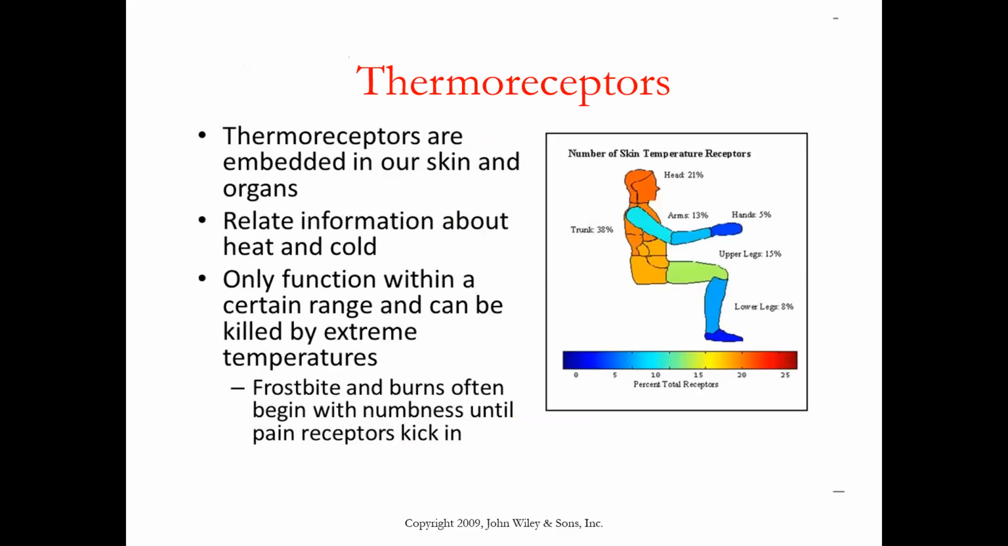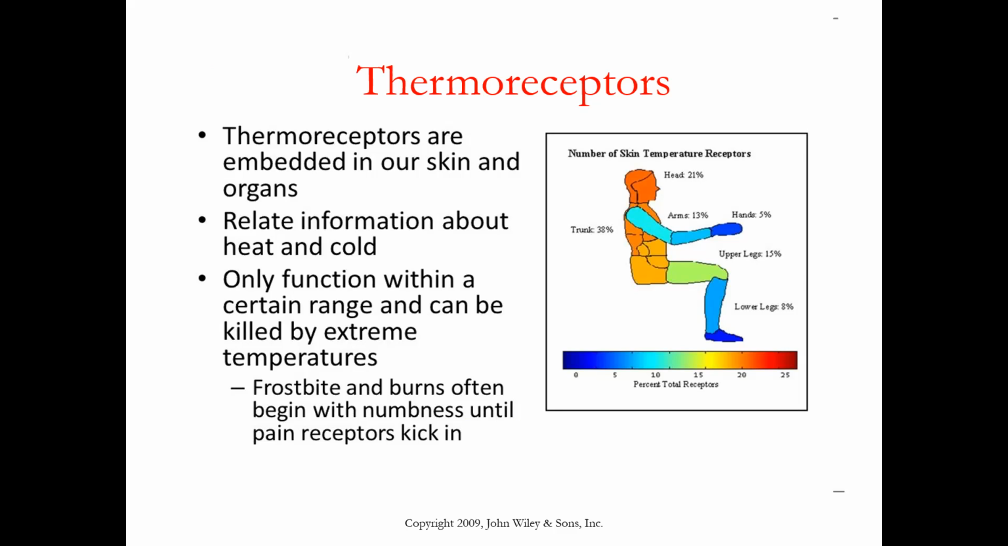Temperature receptors are all over our body, both internally and externally. They respond to different temperature ranges. They're not all the same structure. Some will respond to changes in heat, and some will respond to changes in cold. We are more sensitive to different parts of our body responding to heat and to cold.